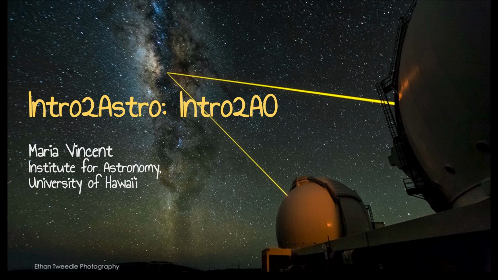There are a few aspects of the slide that may seem foreign to you, which I'll talk about during the course of this presentation. What's AO? What are the two yellow beams coming out of the telescope domes? And why do we have telescopes on a volcano?